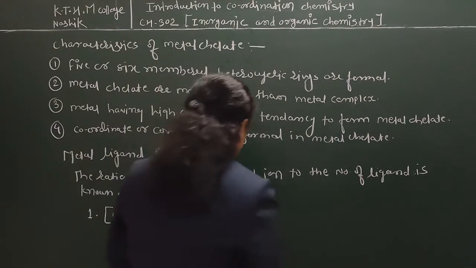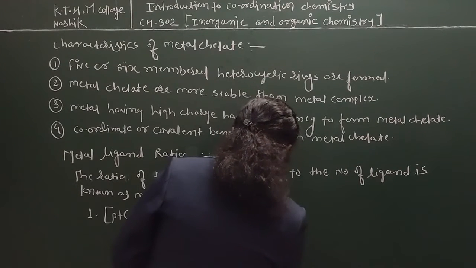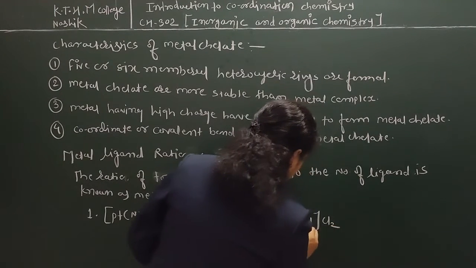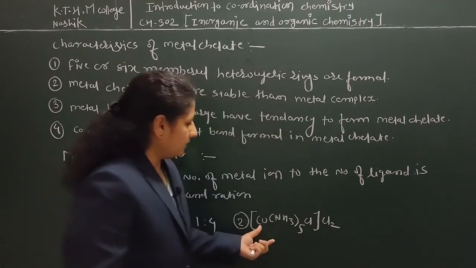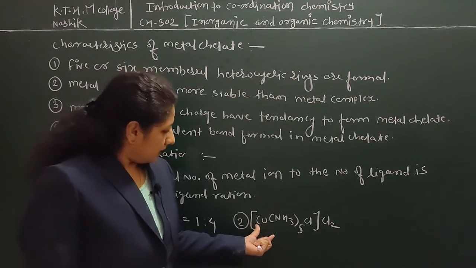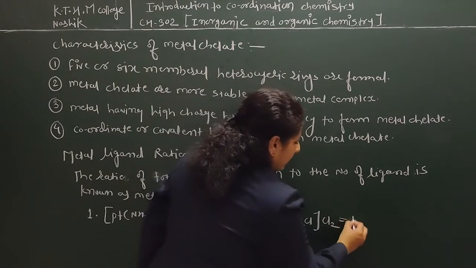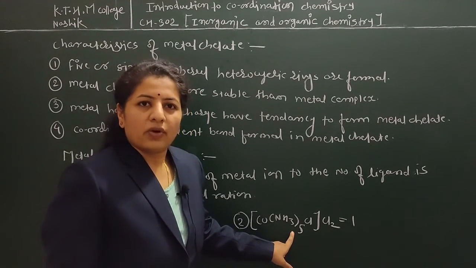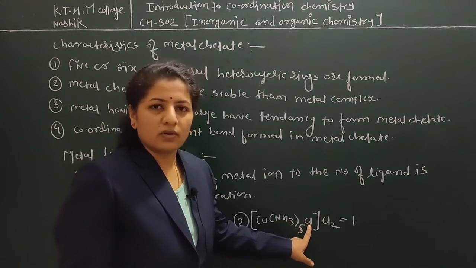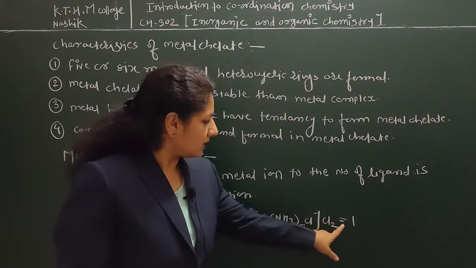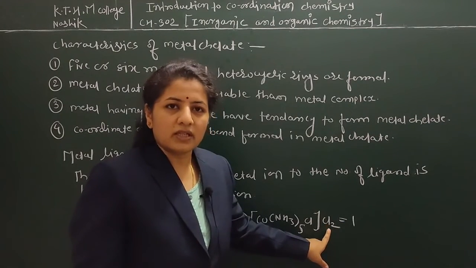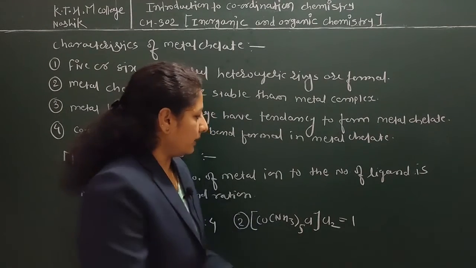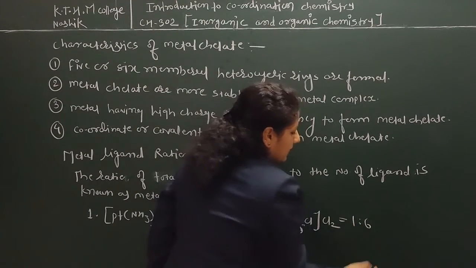In the second example, the cobalt complex, pentaamminechlorocobalt complex. Here again the number of metal ion is 1, and the total number of ligands is 6: 5 molecules of ammonia plus 1 molecule of chlorine. Don't confuse this with the Cl2. It is a counter ion, which balances the charge of the complex. So here there are 6 ligands, and the ratio is 1:6.